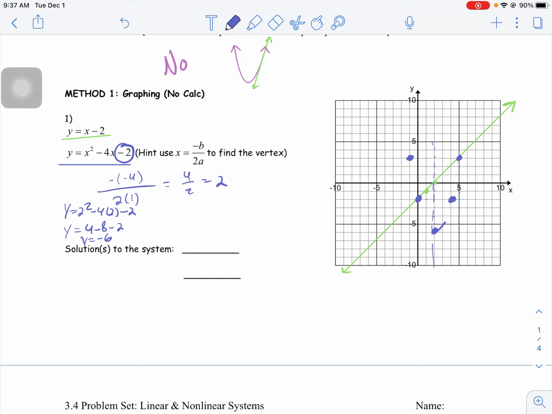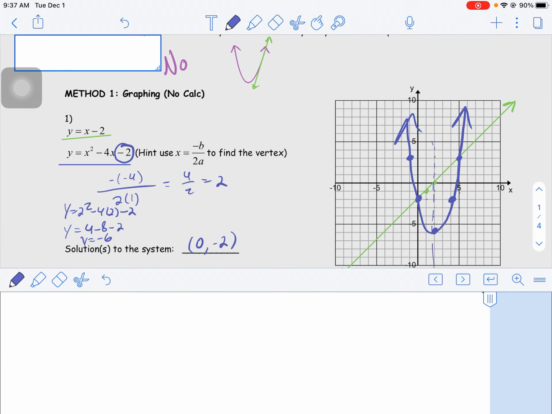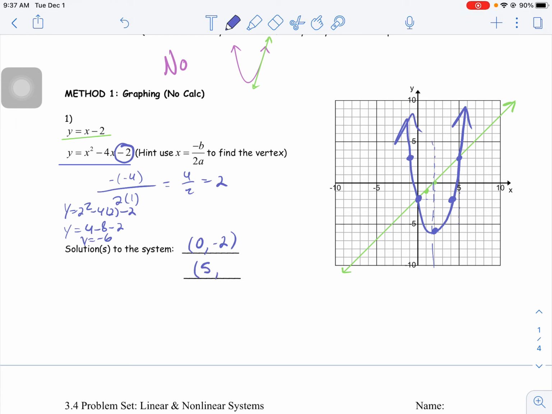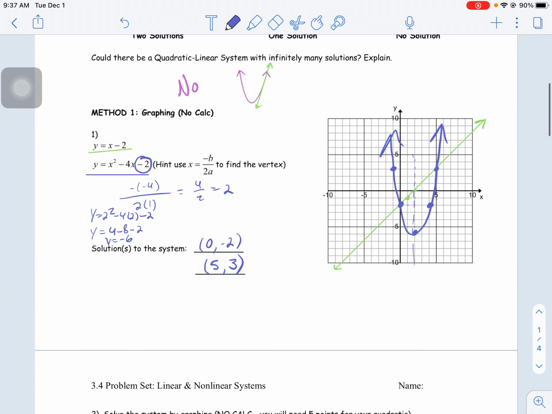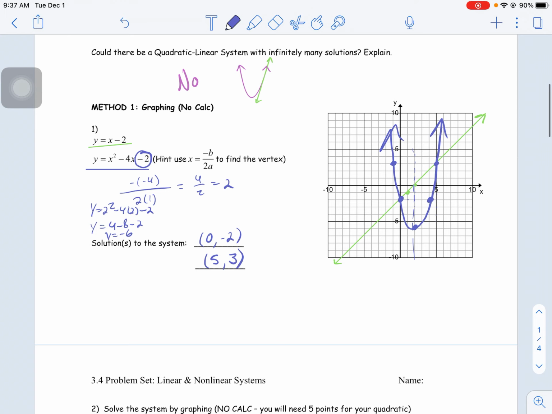So now we have this quadratic graph that we can see clearly crosses in two spots. All right, what are those two points? One of them is at 0 for an x, -2 for a y. The other one is at 5, comma, 1, 2, 3, so 3. So (0, -2) and (5, 3) would be the solutions for that graph.